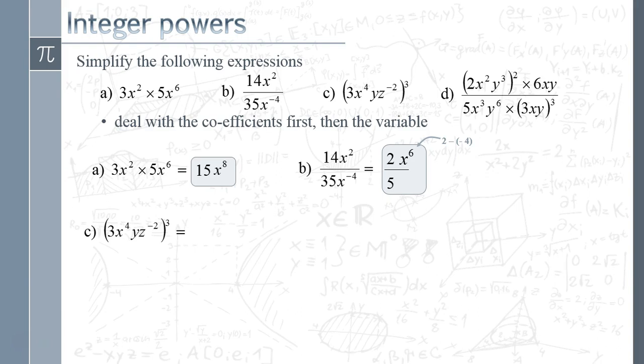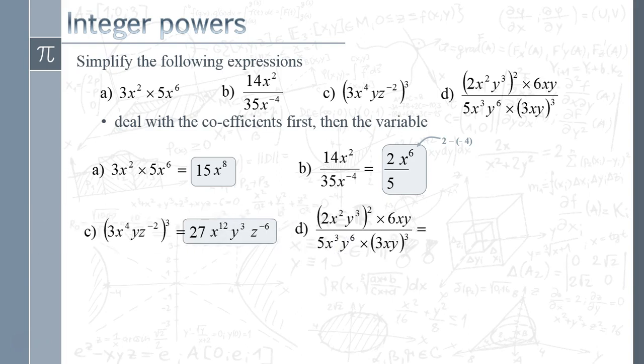So let's deal with the coefficient first, which is the 3. The power applies to 3 as well, so that's 3 cubed, so that's going to give us 27. Let's deal with the x's, so we've got x to the power 4 all to the power 3, so our law there says that we're going to multiply, giving us x to the power 12. Y, that's effectively y to the power 1, so y to the power 1 all cubed, 1 times 3 is 3, and then we've got z to the minus 2 cubed, so that would be z to the minus 6. So dealing with each bit separately, one at a time, using all our power laws. And there we go.